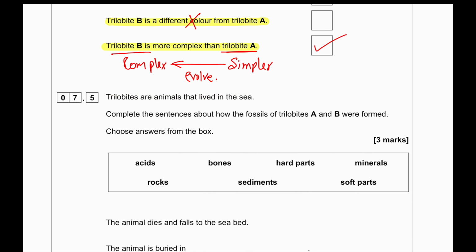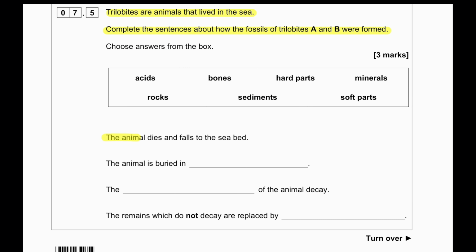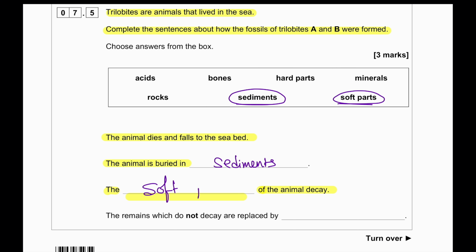Trilobites are animals that lived in the sea. Complete the sentences about how the fossils of trilobite A and B were formed. The animal dies and falls to the seabed. The animal is buried in sediments, definitely, because burial can take place only with sediments. The soft parts of the animal decay. So we can say the soft parts of the animal usually tend to decay, right? The remains which do not decay are replaced by minerals. So the remains, which are the bones, are replaced by minerals, and that made it rocky.